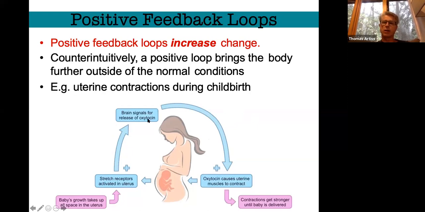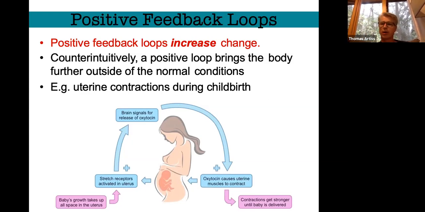The brain is saying, let's release a hormone which will cause the uterine muscles around the baby to contract, which then push the baby out of the birth canal. And interestingly, instead of the oxytocin levels going back down after the first uterine contraction, the uterine contraction actually causes the release of more oxytocin, which causes more uterine contractions. This causes the release of even more oxytocin, which causes even more muscle contractions in the uterus.